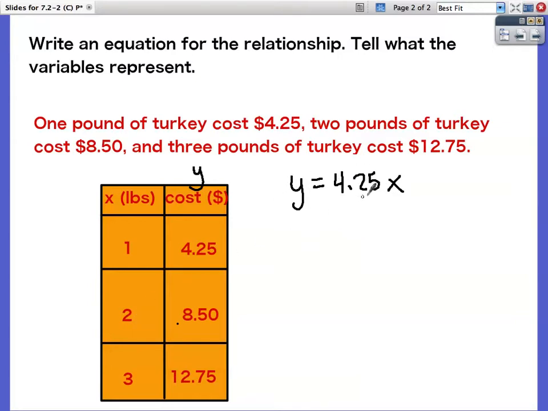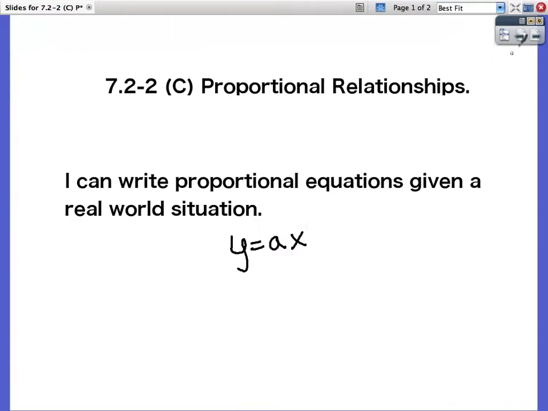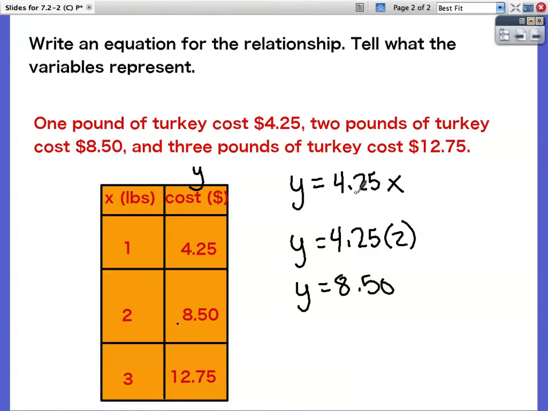So if we were to put 2 in for x, for example, y would be $8.50. Let me show you the math on that. So if I plugged in 2, this 2 right here, into my x of this equation that I just wrote, y would equal 4.25 times 2. And then if we did the math on that, y would equal $8.50. And so it works. This is the rule. 4.25 is the a, or the constant of proportionality. Remember this back here, y equals ax. Well, a in this case is 4.25.